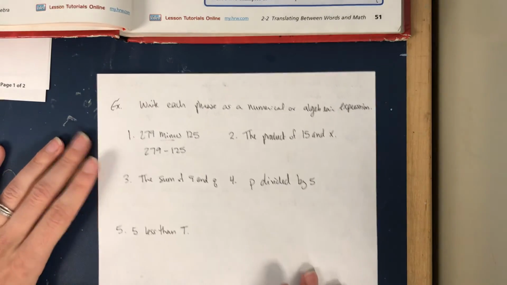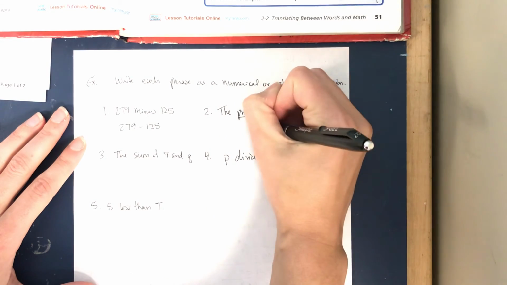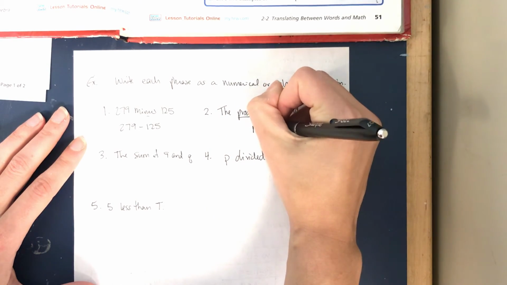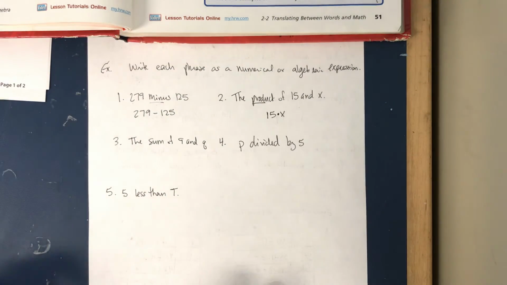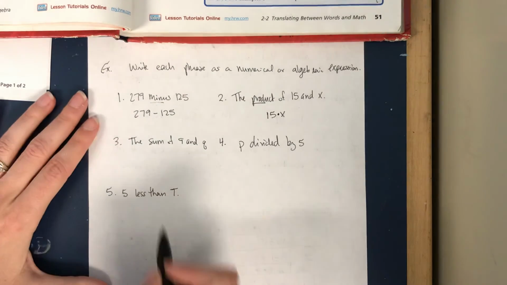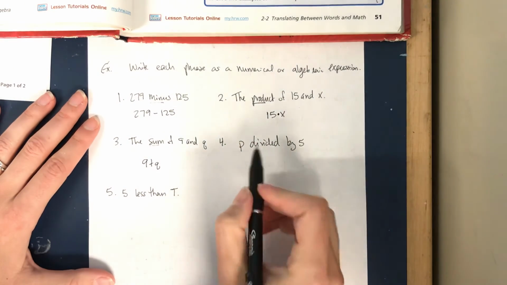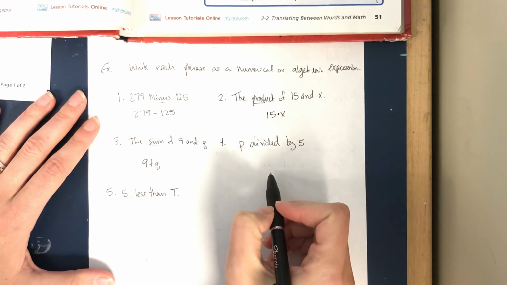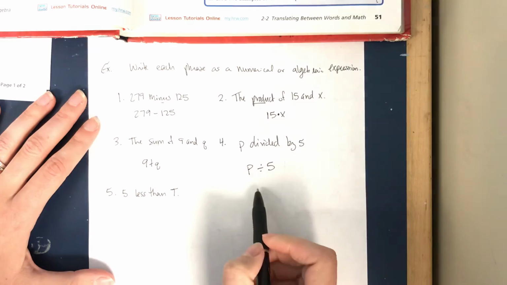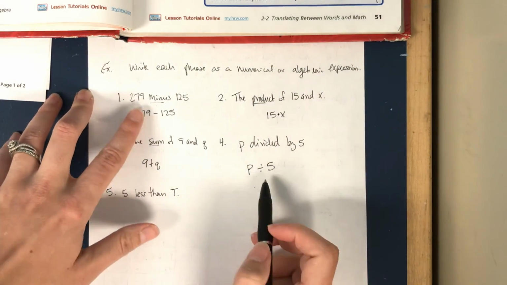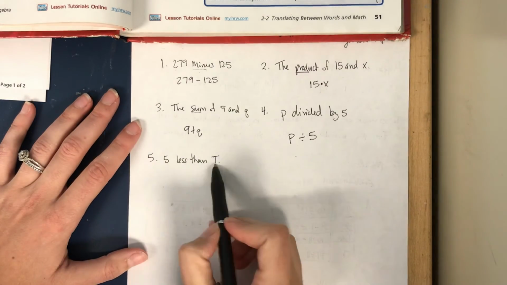Okay. So the product of 15 and x, well, we can look in our little table. Product means to multiply. So 15 times x. And again, you probably don't want to put 15xx, so it looks like you're multiplying variables together. Okay. The sum of 9 and q. So sum is the answer to an addition problem. So 9 plus q. P divided by 5. So P divided by 5, P would go first. Subtraction and division are the ones that you're going to have to look at the order for.